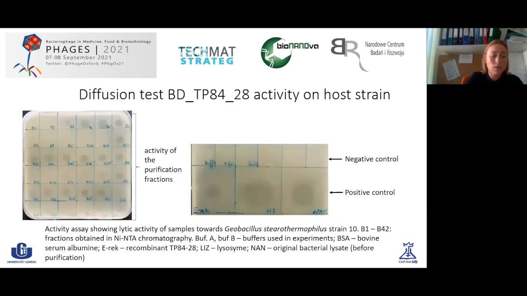And analogously to the recombinant endolysin, the fusion test was performed on Bacillus stearothermophilus for the fusion protein purification fraction. In the spot plates, there are transparent spots which indicate high activity of the enzyme. As control experiments, buffers, native endolysin, recombinant endolysin, and lysozyme were spotted on the bacteria plate.